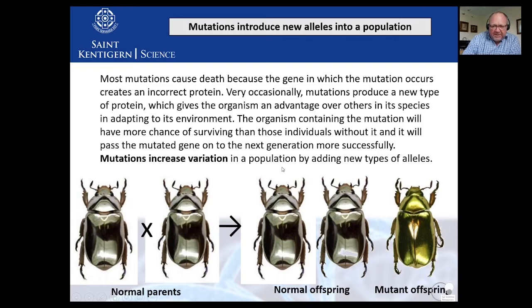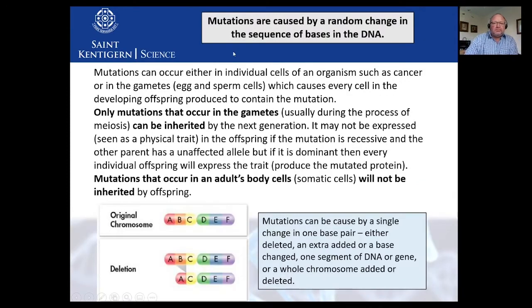Mutations increase variation in a population by adding new types of alleles. The only way you get a new allele is through a mutation. Now, mutations are caused by random change in the sequence of the bases in the DNA. Remember, if you look at a gene, a mutation always changes the order of your DNA sequence. And that DNA sequence codes for a very specific protein. And that code is affected when there's something that changes.